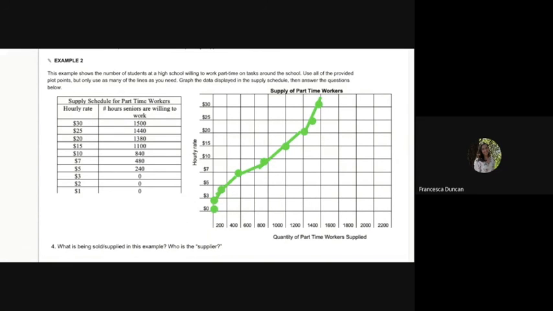So hopefully this video was able to show you how we take a supply schedule and look at these different data points and actually translate that to a graph. It's simple, just graphing, finding those points and connecting the lines. But now we have a beautiful supply curve, and that's really going to come in handy when we start comparing it to demand and finding that equilibrium price point.